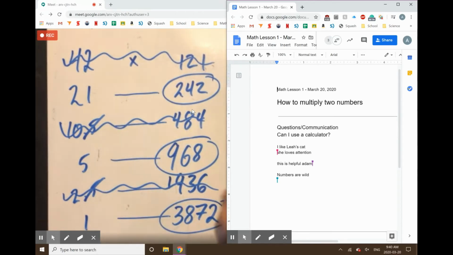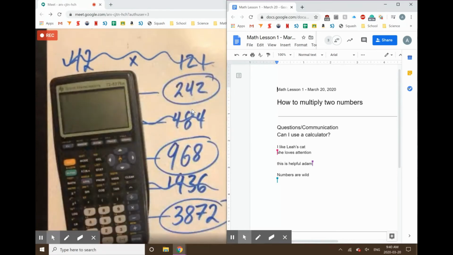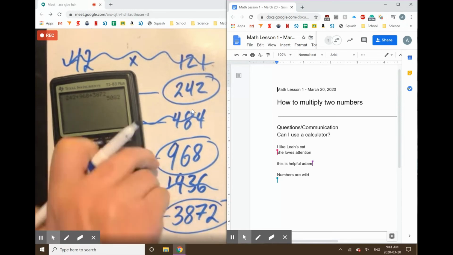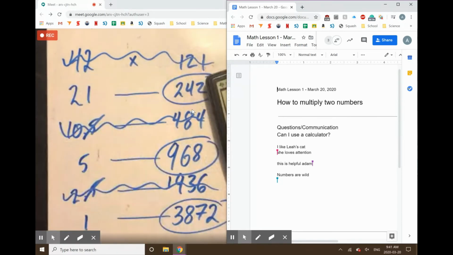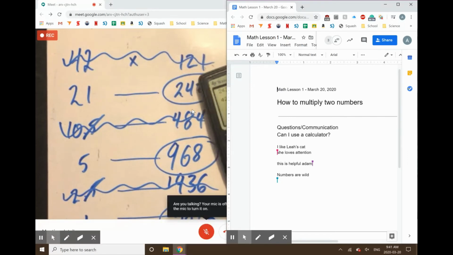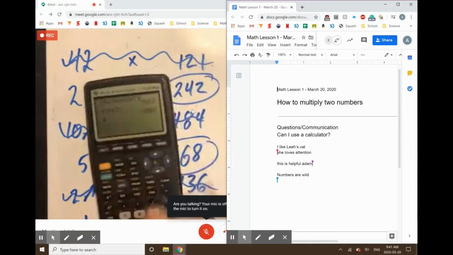Putting those together, again, kind of cheating, making this a little bit silly because I'm going to use the calculator regardless. So we've got 242 plus 968 plus 3872 gives us 5082. Let's double check, see if I made any mistakes here. So we need 42 times 121. That gives us certainly 5082.